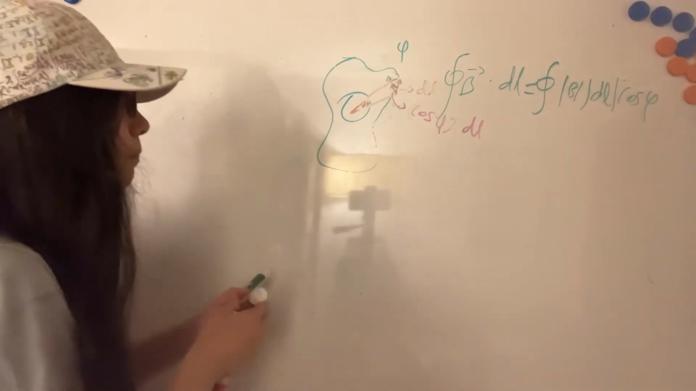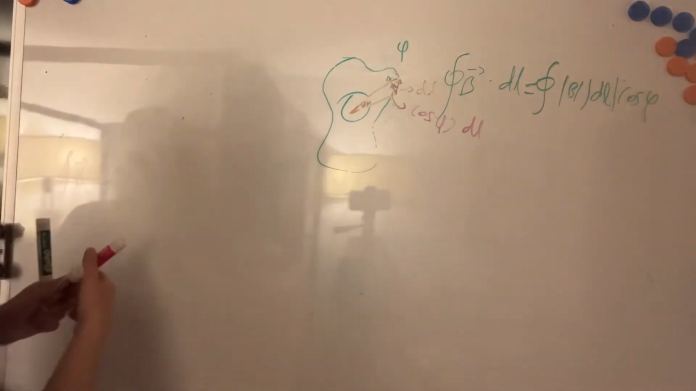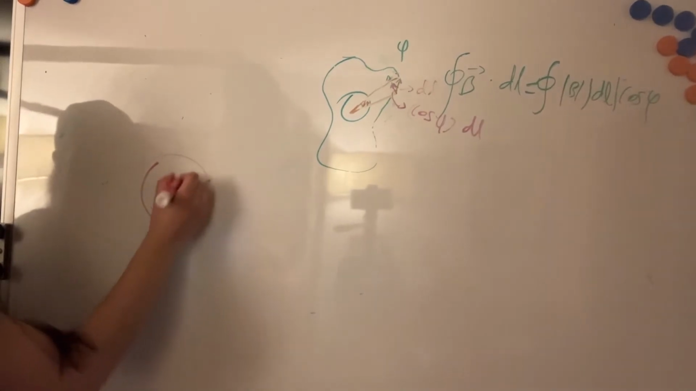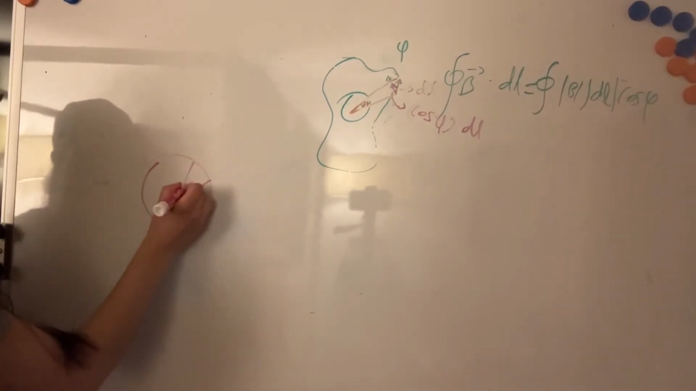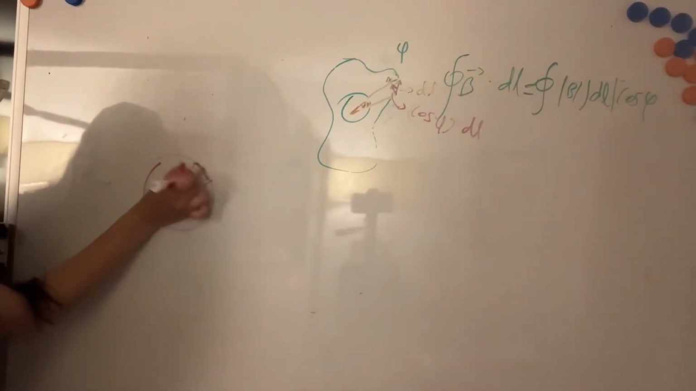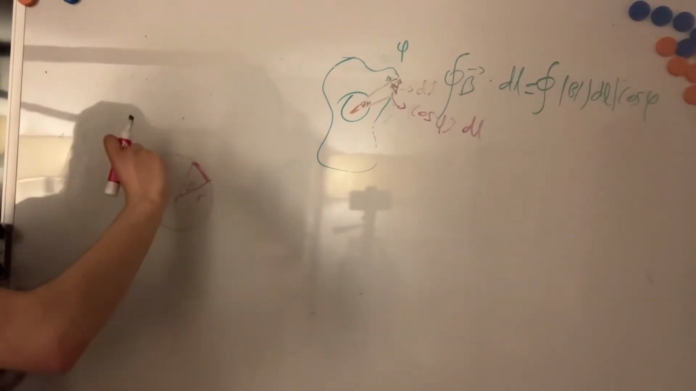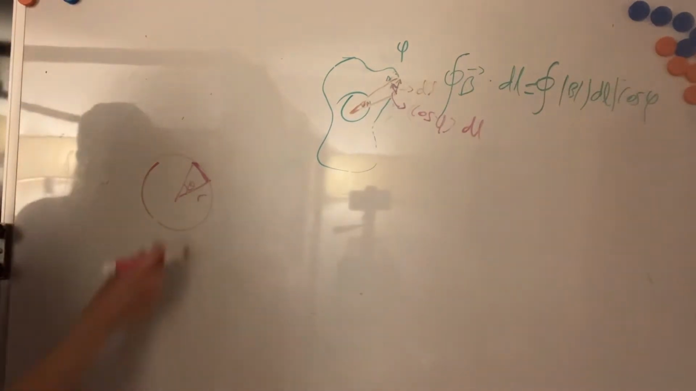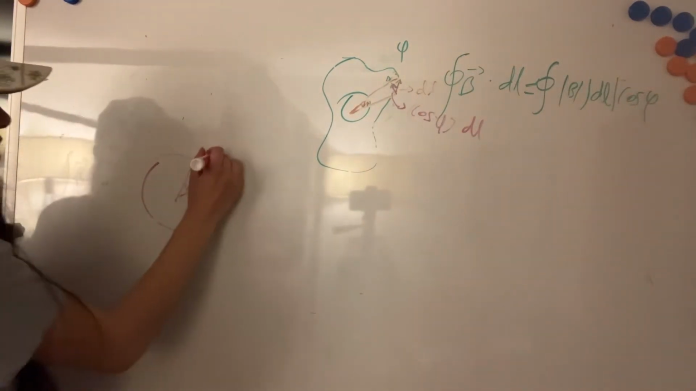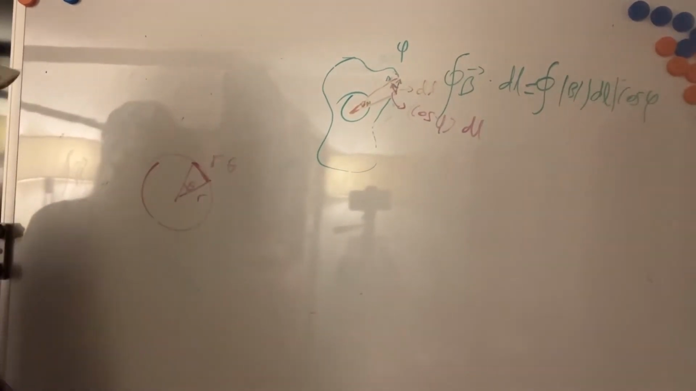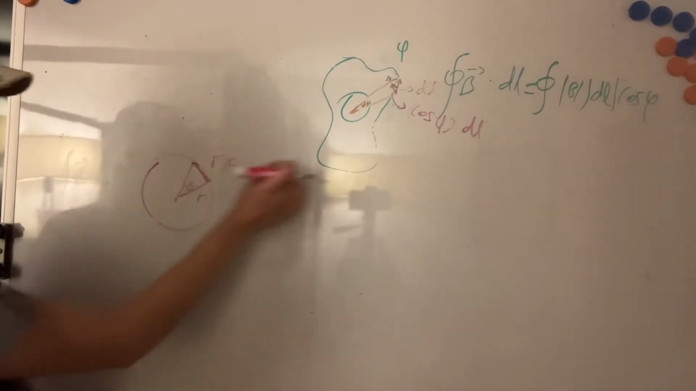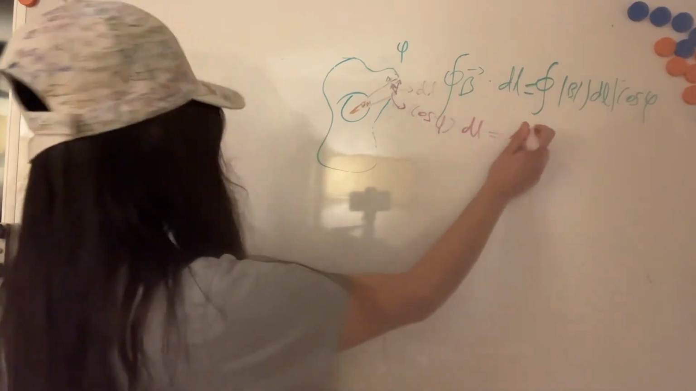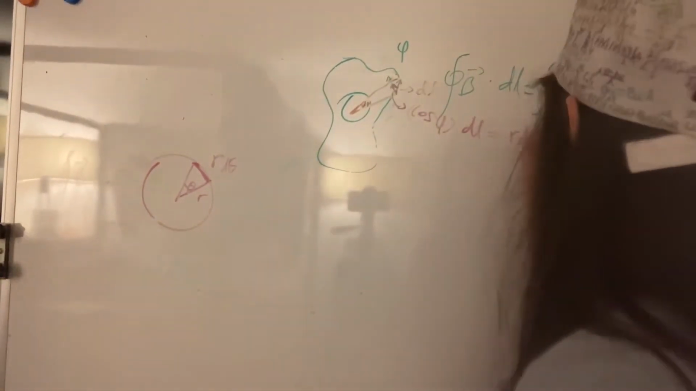If you have a circle, remember, here is the circle, you have r and you have this theta. If you do it infinitesimal, you will see it like a straight line, and that is the arc length, which is r times d theta. So this is exactly the same as cosine of phi times dl. So this is r d theta.